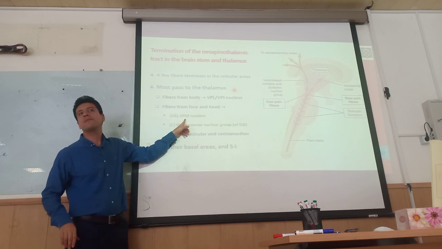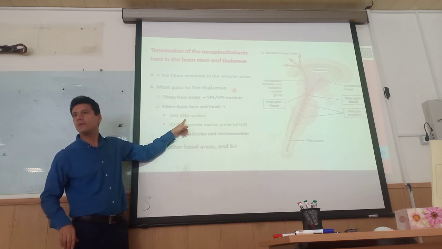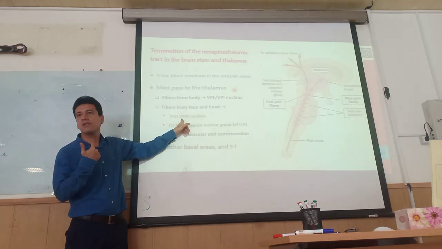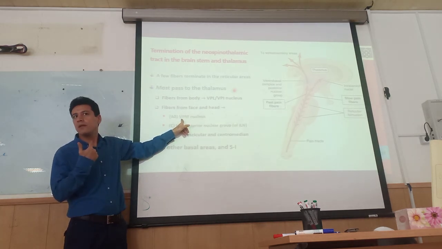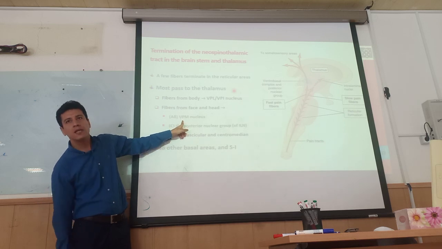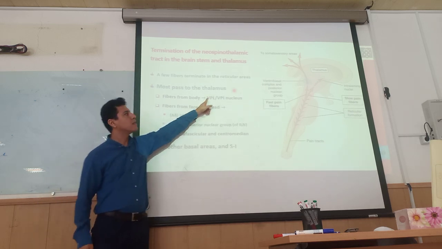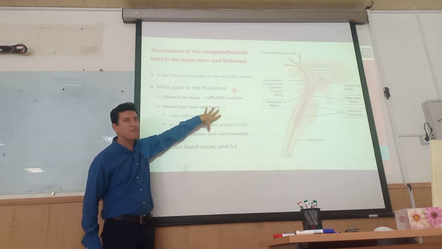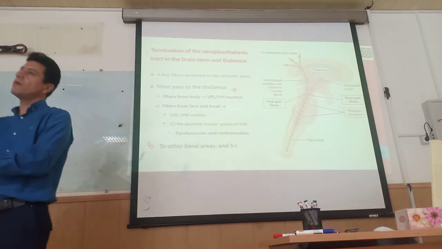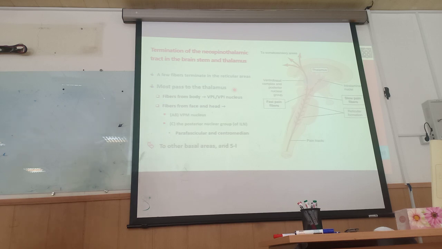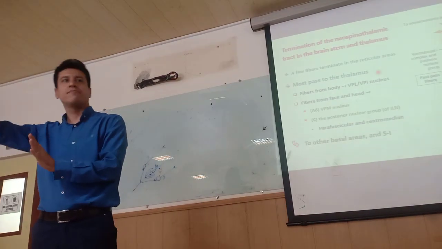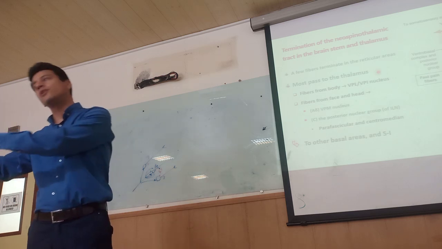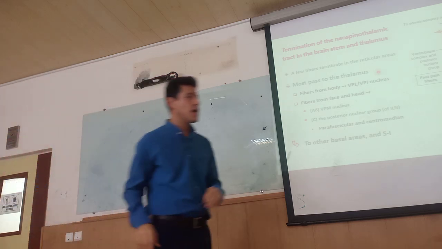So if you have toothache, right? It's from the face. It goes to this region. If you have pain in your knee, this nuclei receive it, right? From the thalamus, information goes to the somatosensory area 1 and insular cortex, right? Some of the fibers also go to the reticular formation, okay?